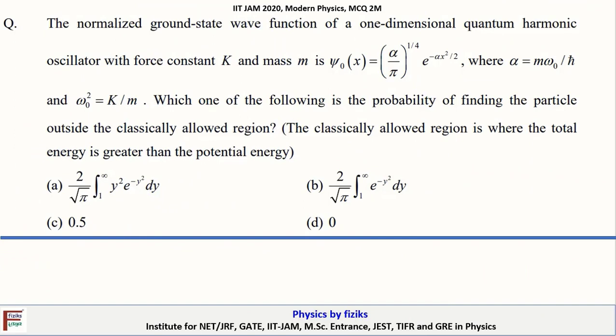The normalized ground state wave function of a one-dimensional harmonic oscillator with force constant k and mass m is psi naught of x equals alpha by pi to the power 1 by 4 e to the power minus alpha x square by 2, where alpha is m omega naught by h cross and omega naught square is defined as k by m. Which one of the following probabilities of finding the particle outside the classical region is allowed?